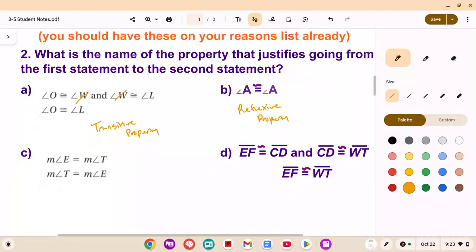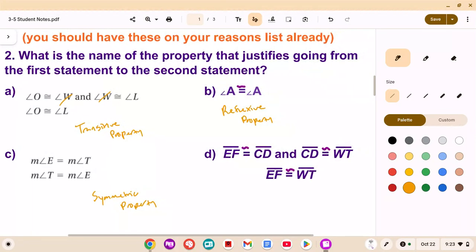Part C, they switch the order. They say E is the same as T, T is the same as E. That's going to be symmetric property, like what we did in the last proof. And then part D, we got segment EF congruent to segment CD. Segment CD is congruent to segment WT. So those are the same, they can go away, and then you can say, oh, segment EF is the same as segment WT. So this is called transitive property.